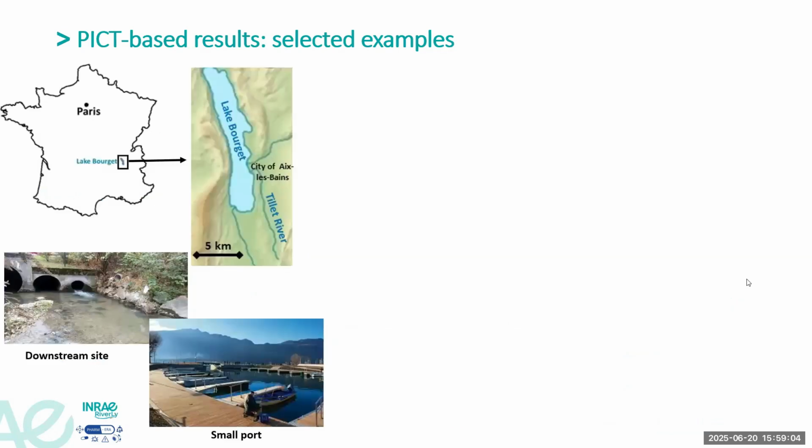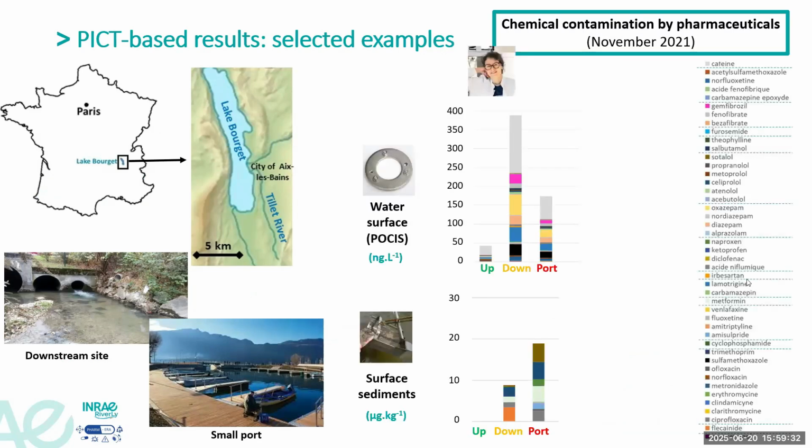And a work that we performed recently in another river, a river located near Lake Bourget, so it's not so far from Lyon. This is a high lake, I think the highest natural lake in France. Lake Bourget, with the city of Aix-les-Bains. This is the French Alps Riviera, a famous city in France. And we performed a survey, so we deployed some passive samplers in the river, and we also collected surface sediment.